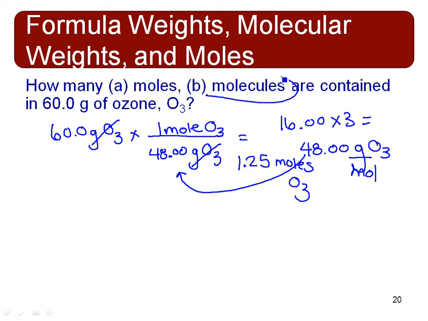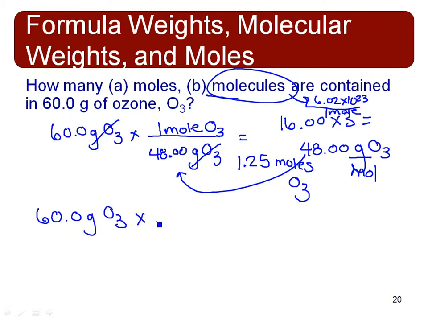Okay, the next one asks for molecules. So remember, when we're asked for molecules, we automatically have to think about Avogadro's number. And we know that Avogadro's number is based upon 1 mole. Okay, so we're given grams, so we're going to write it out again. Okay, so we run into a problem.